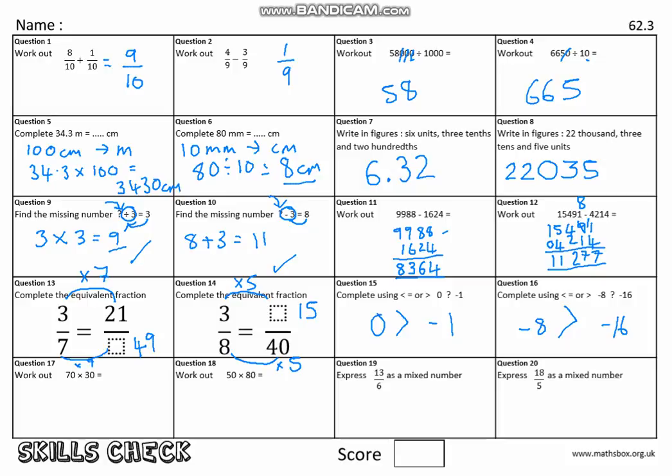So next, 70 times 30. So we're going to take the first two numbers. We're going to do 7 times 3 equals 21. Okay, and then we've got 2 zeros, so we'll pop those on the end. Nice and simple, 2,100 for our answer there.